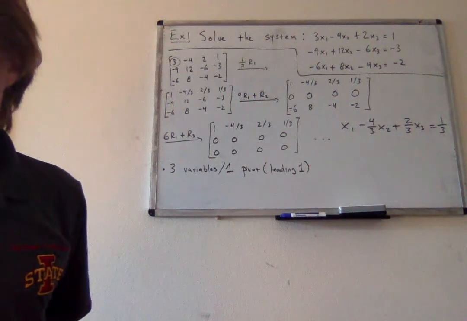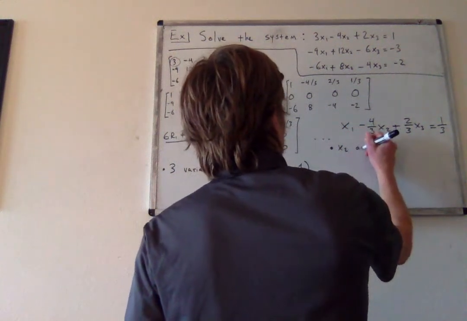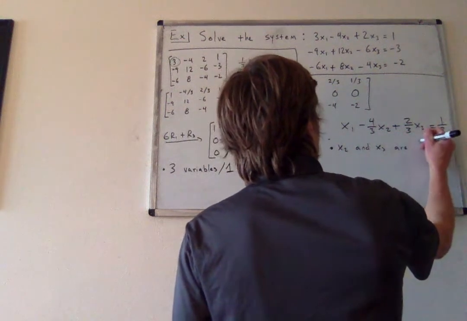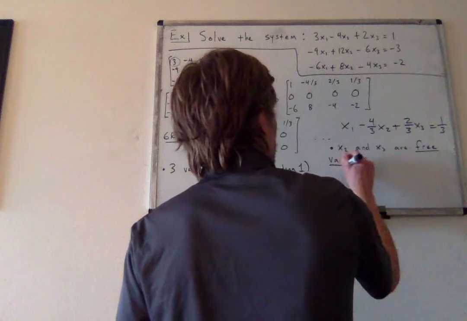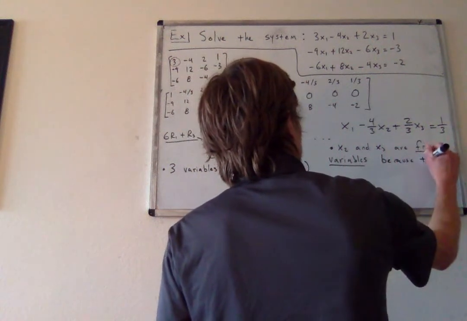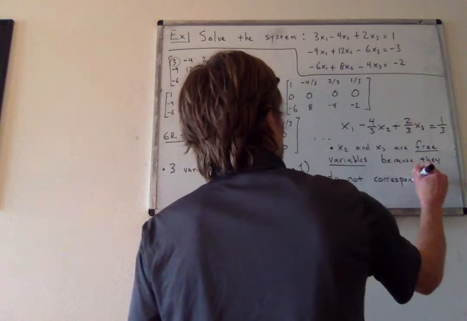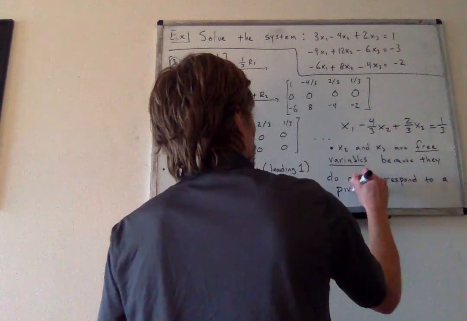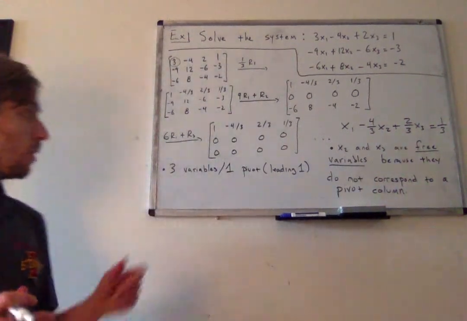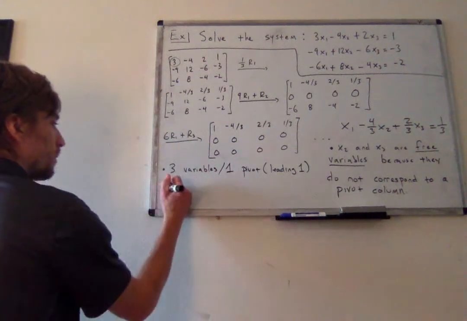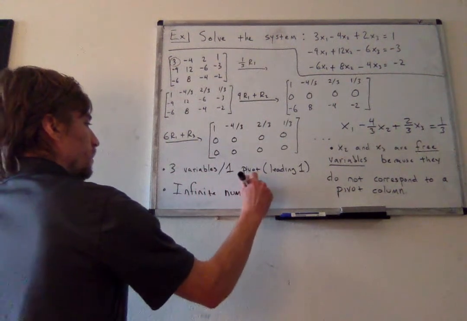So we generally will call variables that don't correspond to a pivot free variables. So they are free variables because they do not correspond to a pivot column, or leading one, whichever you prefer. And so, if I have a free variable, then my system has an infinite number of solutions.